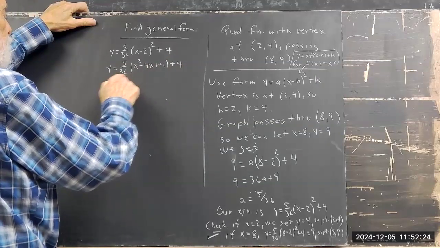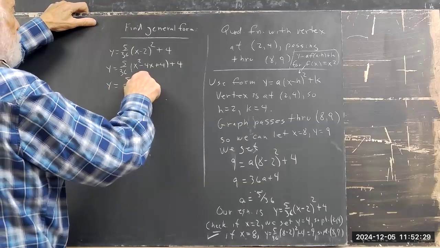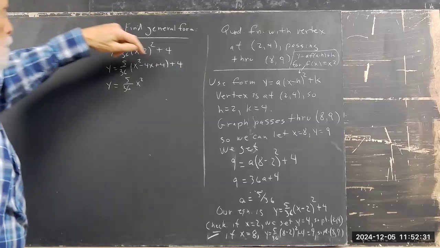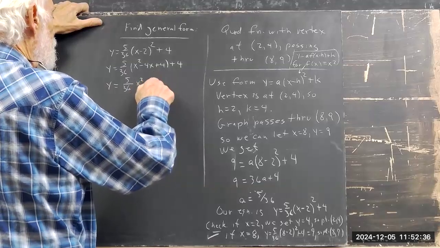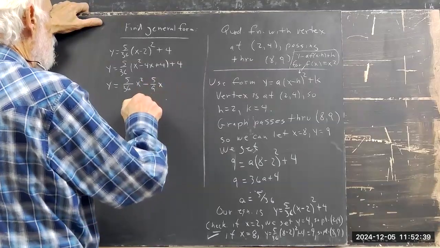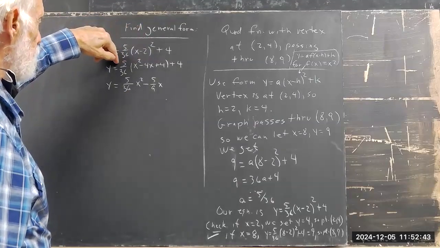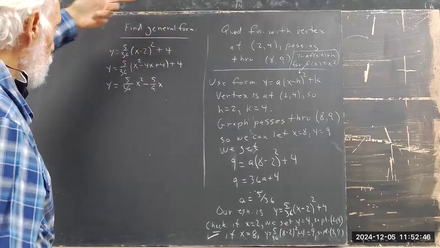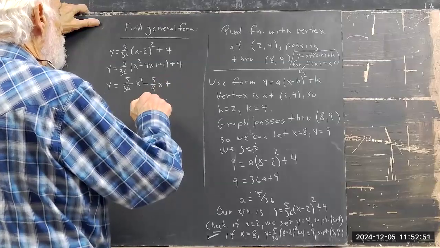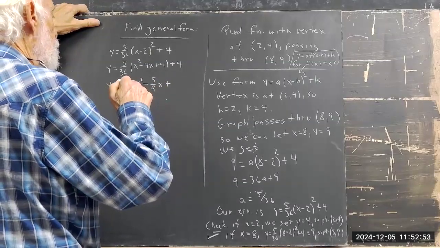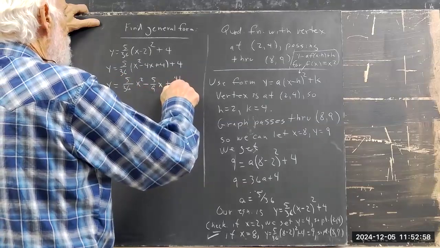y equals 5/36 x squared. 4 times 5/36 is 5/9, so we have minus 5/9 x. And 5/36 of 4 is just 5/9, so it's going to be 4 and 5/9. And 4 and 5/9 is 41/9.